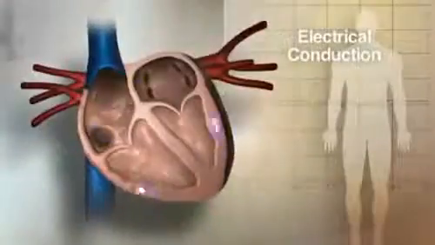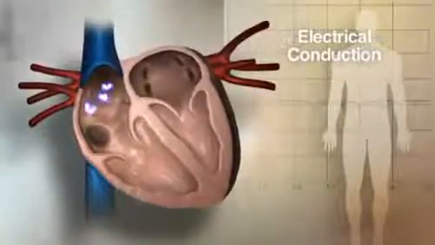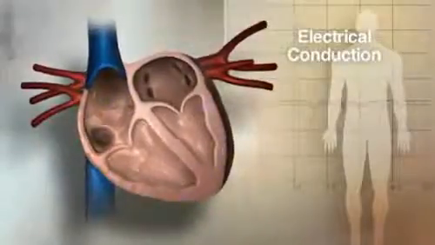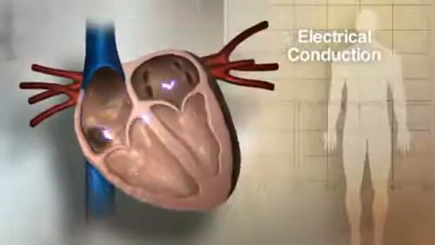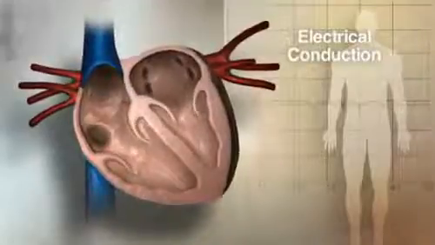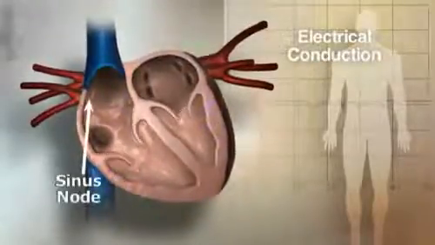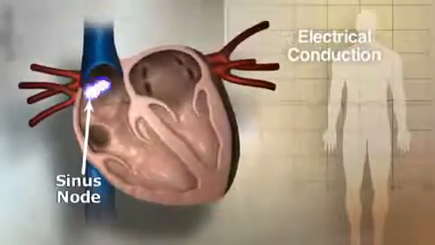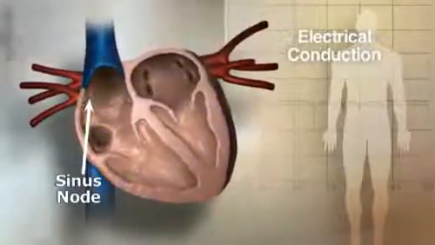The contraction of the heart muscle is driven by organized electrical impulses, much like a spark plug drives an engine. The normal heartbeat originates in a pacemaker-like structure in the right atrium, called the sinus node, and it spreads evenly and uniformly through both the right and left atrium, causing them to contract.